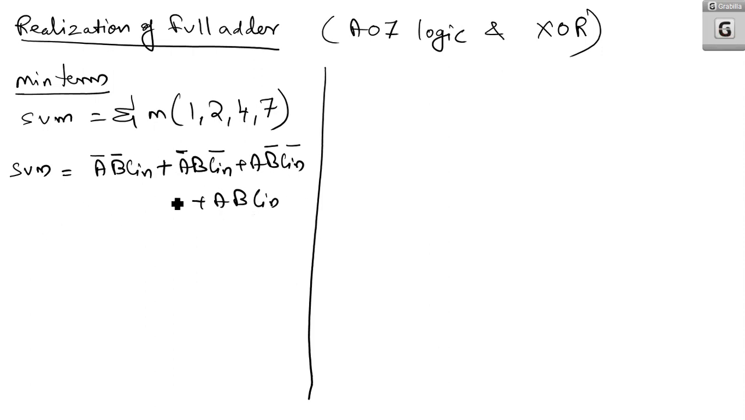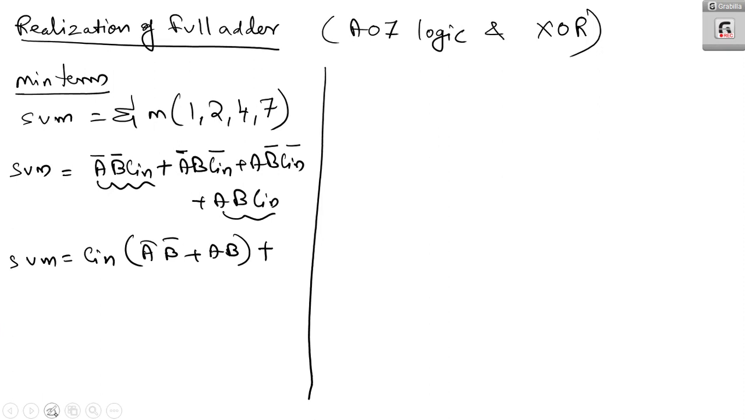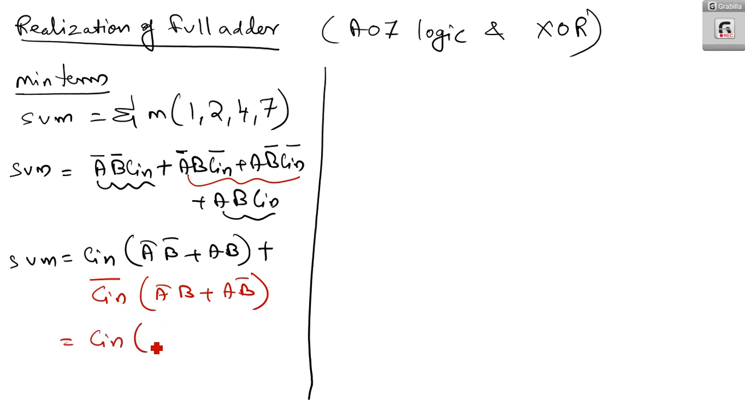Now see, you can take C in common from the first and last terms. Therefore, you can write sum is equal to C in and A bar B bar or AB, or C in bar can be taken as common from the second and third terms. So it is C in bar and A bar B or AB bar. What is it basically? That is C in and A XNOR B, or C in bar and A XOR B.